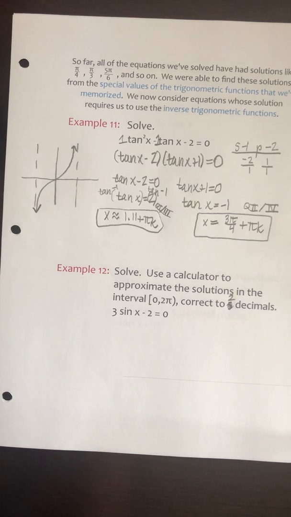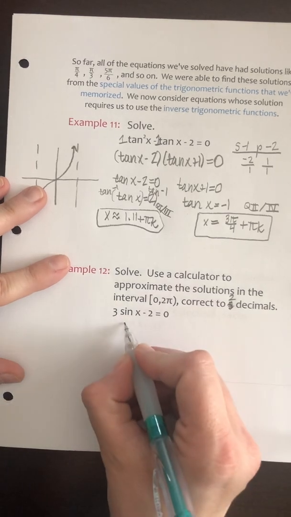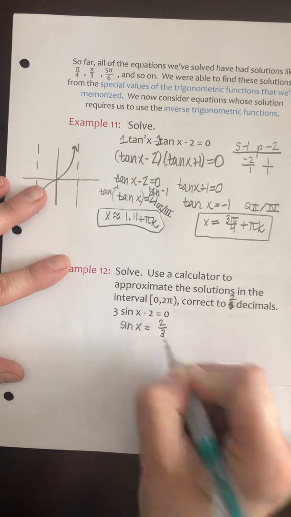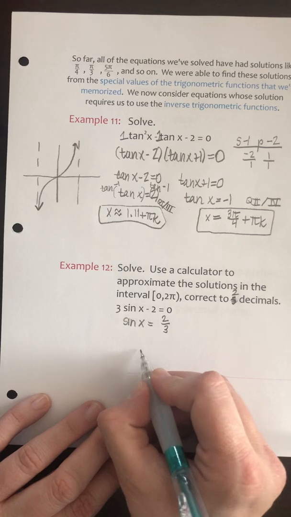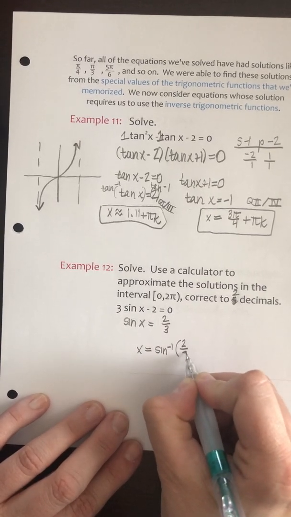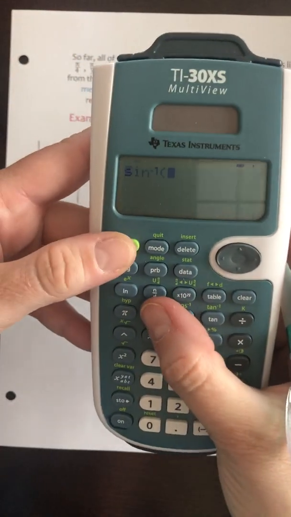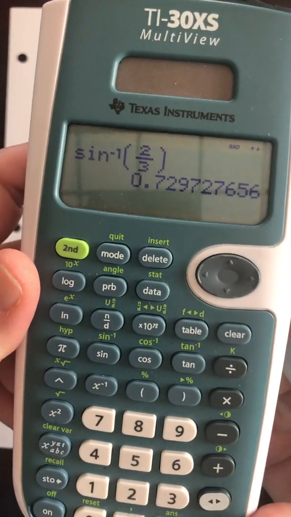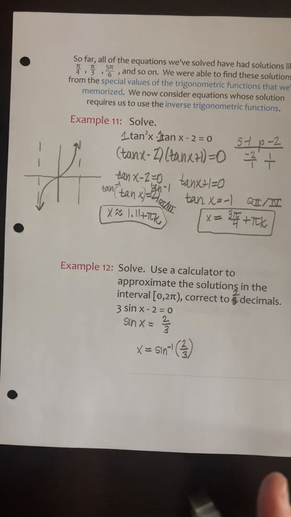Solve. Use a calculator. We have a specific domain from 0 to 2 pi. Here we go. What are we going to do? First thing we're going to do is add 2, and then we're going to divide by 3, and then this is where we go, oh, that's not a value from the unit circle. So what do we do? We inverse sine each side. So this is what we want to plug into our calculators. So I'm going to take the inverse sine of 2/3, and we're going to do 2 digits behind the decimal point, so we're going to turn that into 0.73.